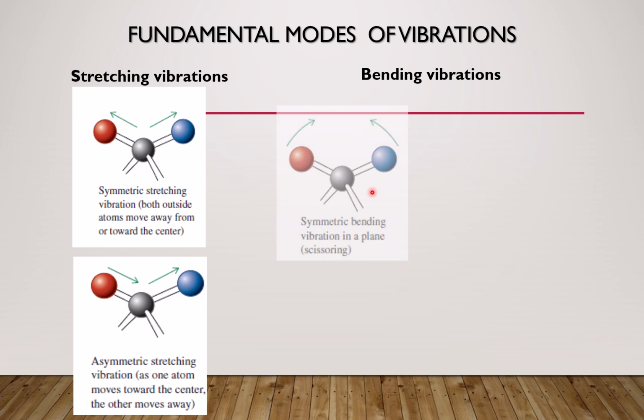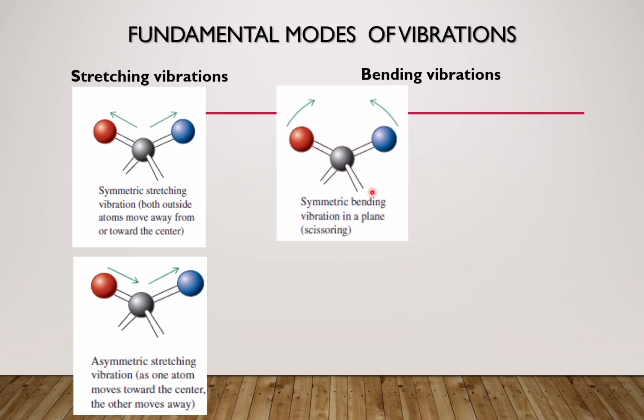Bending vibrations are of four kinds. First is symmetric bending vibration, which is in plane. This symmetric bending vibration is called scissoring vibration. It moves like a scissor. Both outside atoms move inside and outside, and both of them remain in plane.